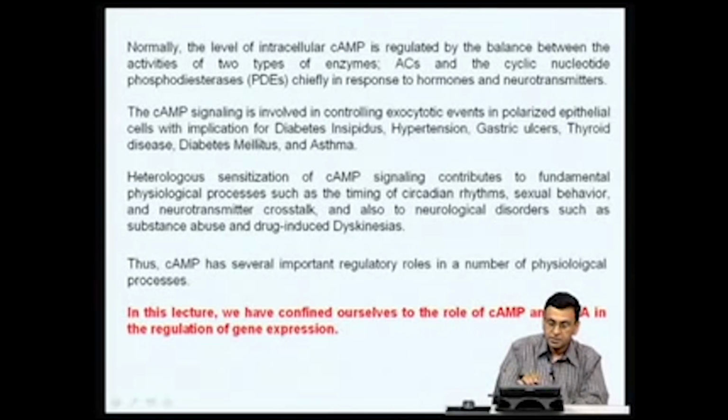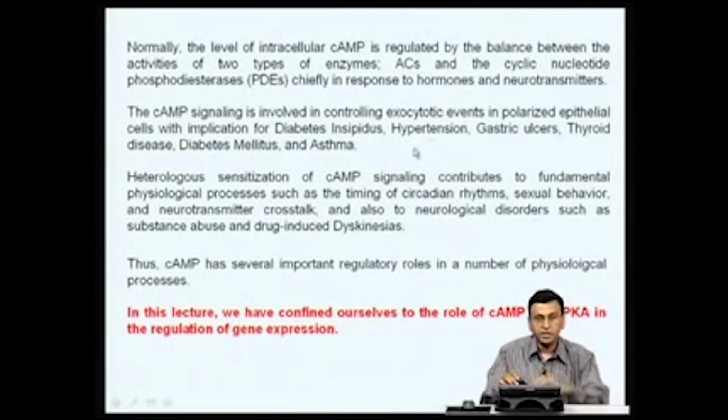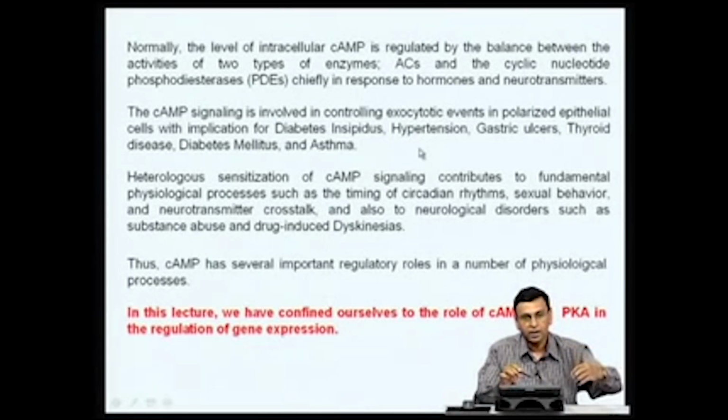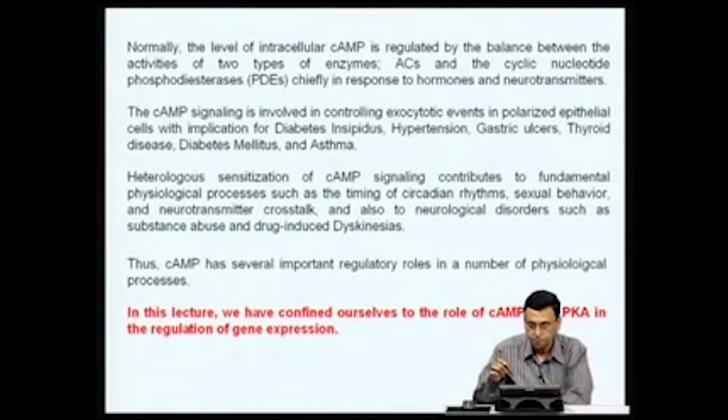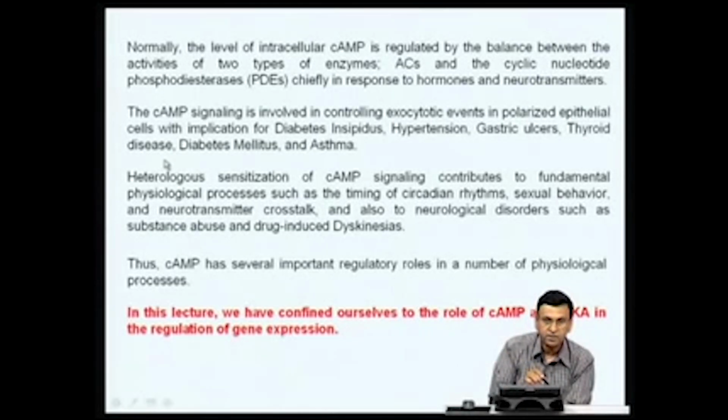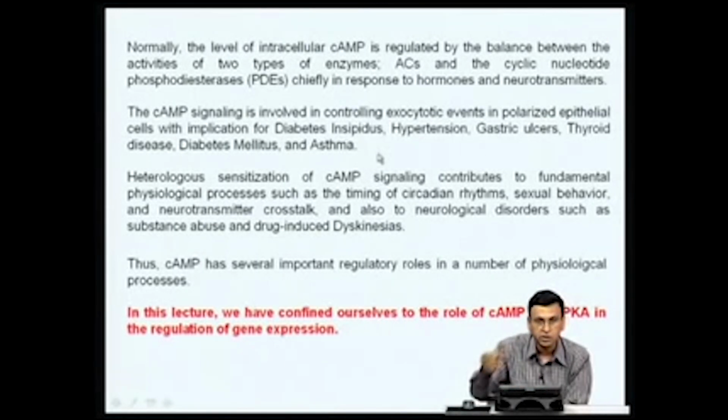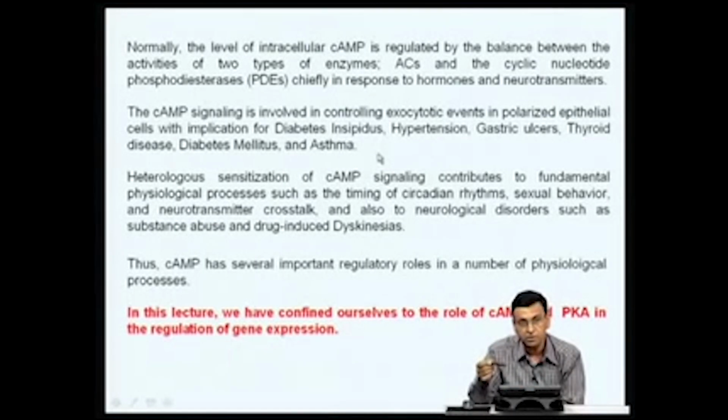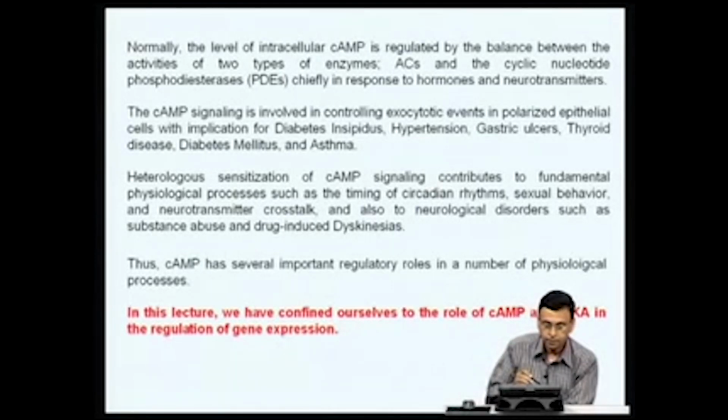So, cyclic AMP signaling is involved in controlling a number of cellular processes, especially exocytotic events involving release of molecules outside the cell in polarized epithelial cells, and this has very important implications in diseases like diabetes. Insulin secretion for example is regulated by cyclic AMP, as are hypertension, gastric ulcers, thyroid disease, diabetes mellitus and asthma. So, a number of these diseases involve exocytosis, and these exocytotic events are controlled by cyclic AMP.